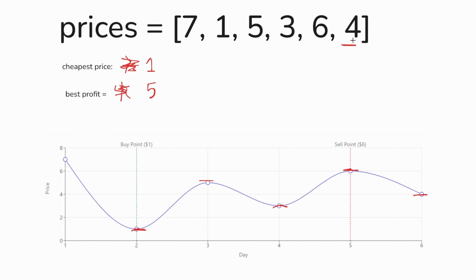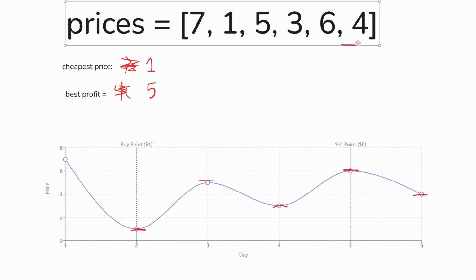So if we were to sell today on day 6, we would actually get a profit of $3 because it's going to be 4 minus the cheapest price value, which is 1. So 4 minus 1 is going to equal 3. And we're going to say, is 3 greater than our current best profit? Is that the best we can do? No, because we already found 5, and 5 is greater than 3. So we're going to keep moving on.